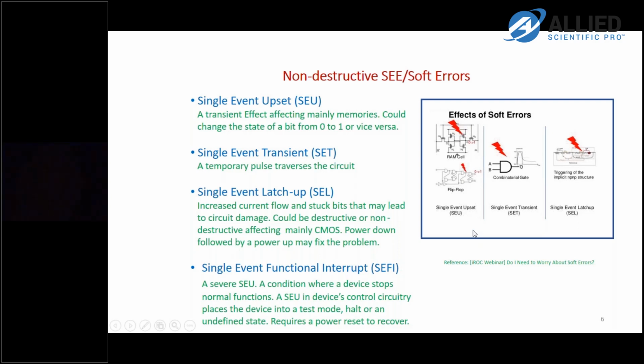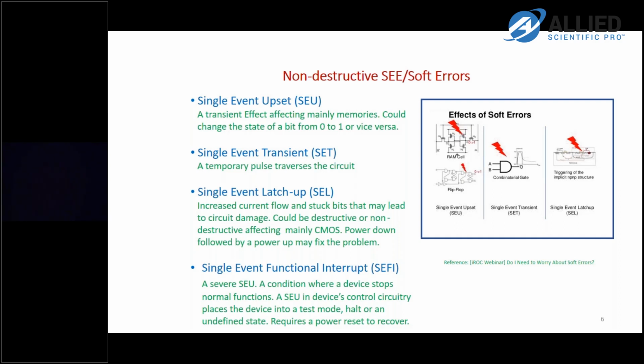So what about the latch up? It is always accompanied by an increase in the current. When a charged particle hits the circuit and it causes unusually high current to flow, that is a sign of SEL. It could be destructive or non-destructive, affecting mainly CMOS devices. If it is a non-destructive SEL, a power down followed by a power up will remove this unusually high current. But if it is destructive, then that reboot will not make any difference.